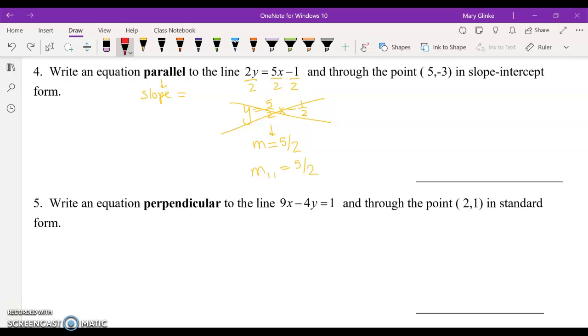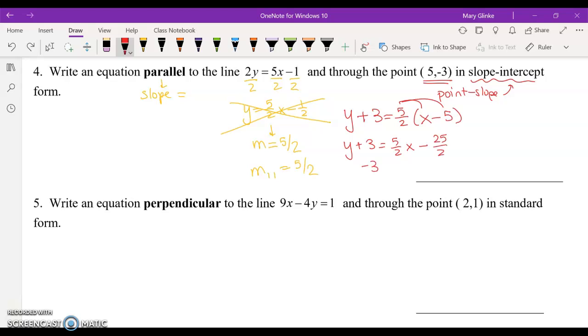Now we know that this has to go through this point, and we want to write it in slope-intercept form, but we have to start in point-slope form to get to slope-intercept form. So it's going to be y minus y1 equals m times x minus x1, at which point we can distribute. We would get y plus 3 equals 5/2 x minus 25/2. Then we would subtract 3 from both sides, and we would get as our final answer y equals 5/2 x minus 31/2, as our y-intercept.